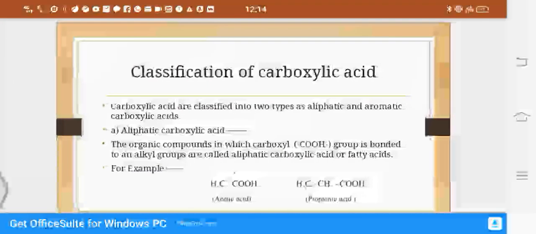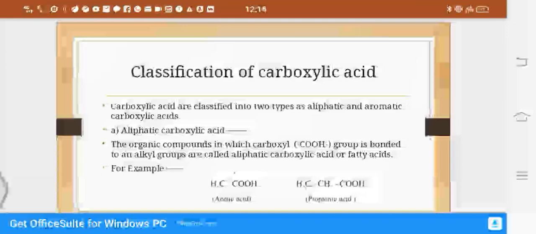Then next, carboxylic acid. The functional group of carboxylic acid is COOH. Carboxylic acids are classified into two types: aliphatic and aromatic carboxylic acids. First type is aliphatic carboxylic acid and second is aromatic carboxylic acid.